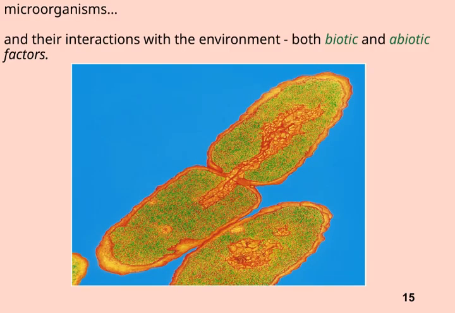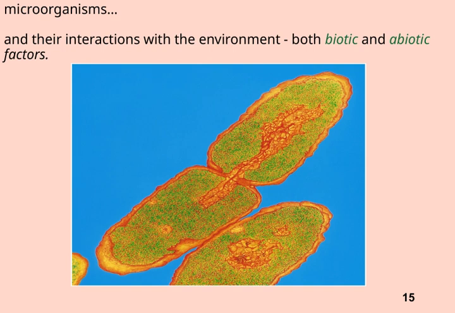Microorganisms play a fundamental role in our environment, and understanding their interactions is key to grasping the bigger picture. When we talk about microorganisms, we're referring to tiny living entities like bacteria, fungi, and viruses that are everywhere around us. They interact with their environment in complex ways, which can be influenced by both biotic factors, like other living organisms, and abiotic factors, such as temperature, pH, and nutrient availability. These interactions are vital because they drive processes like nutrient cycling, decomposition, and even influence climate patterns.